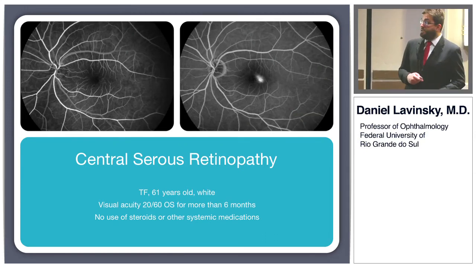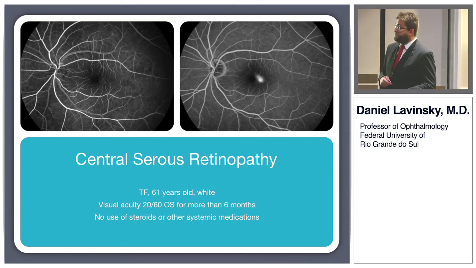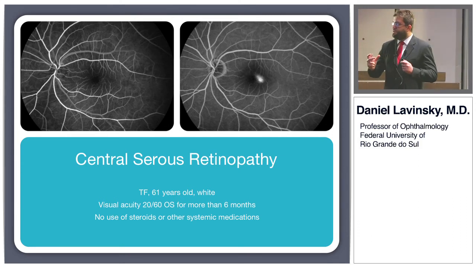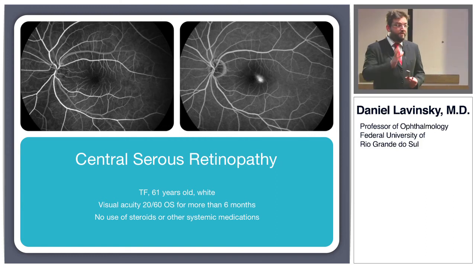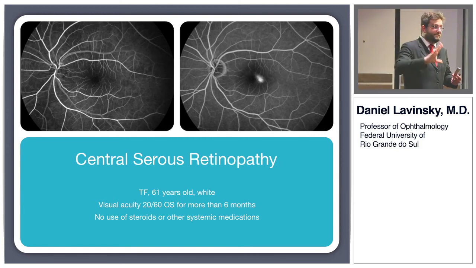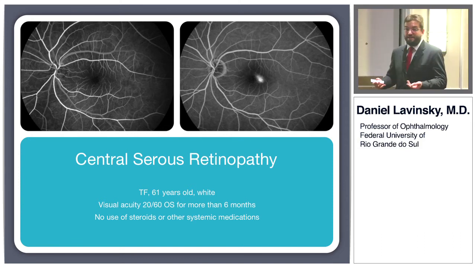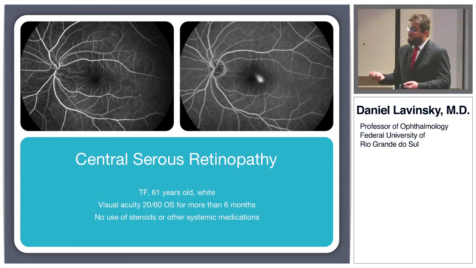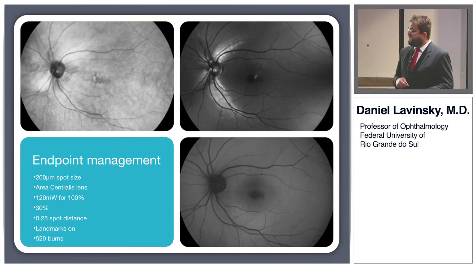And so this is a different case. This is a white female, 61 years old, with visual acuity 20/60 in the left eye for more than 6 months. She had a very strange symptom. She said to me that she was seeing butterflies. That was her symptom, and it's amazing that after the treatment, the butterflies went away and never came back. But that was the symptom, and that was because she had this kind of fluid.